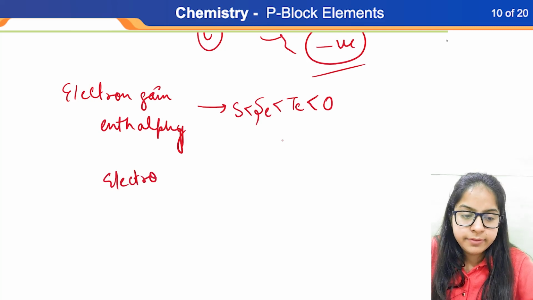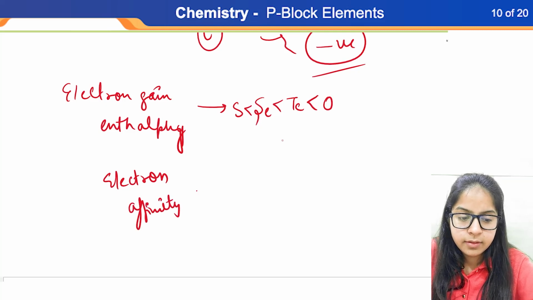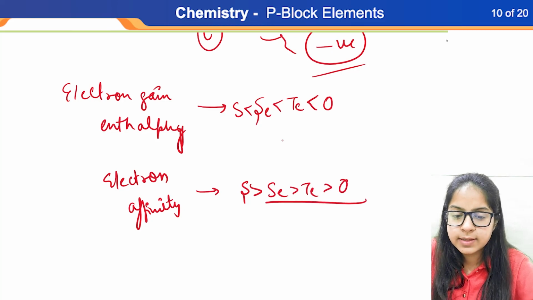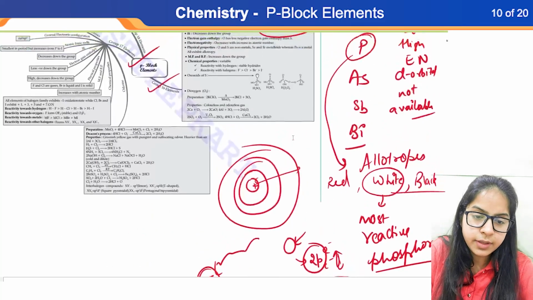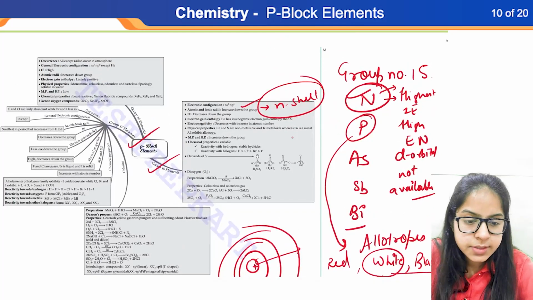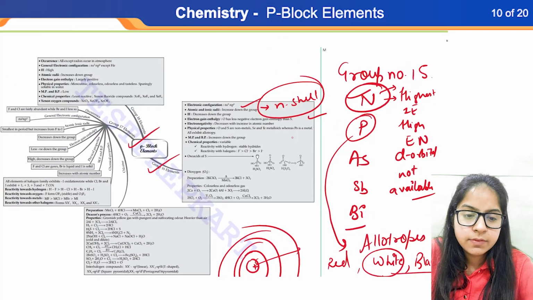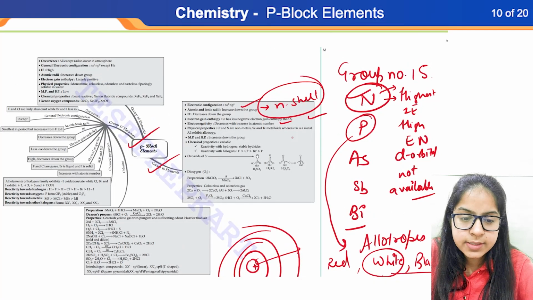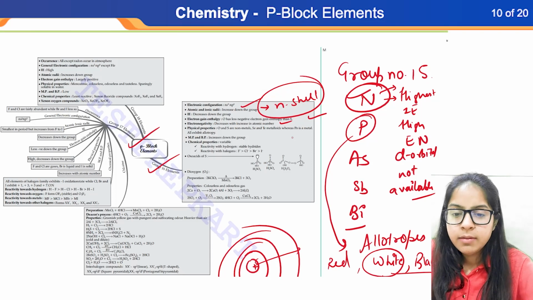Electron affinity trend. Electron affinity is very high for sulfur, then selenium, then tellurium. Oxygen has the least electron affinity. Okay, this you need to remember. Now the next one is electronegativity. It decreases with increase in atomic number.